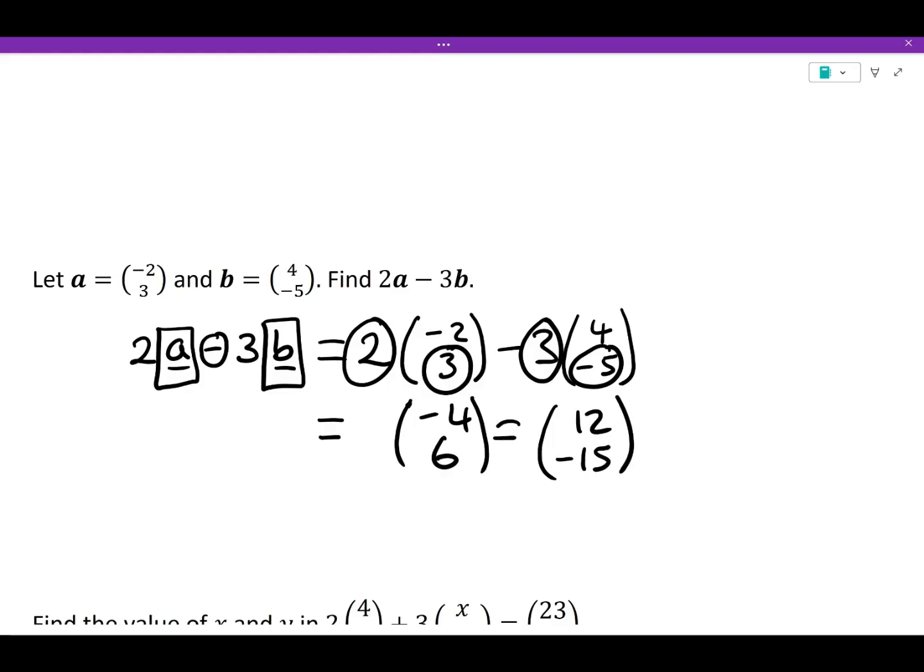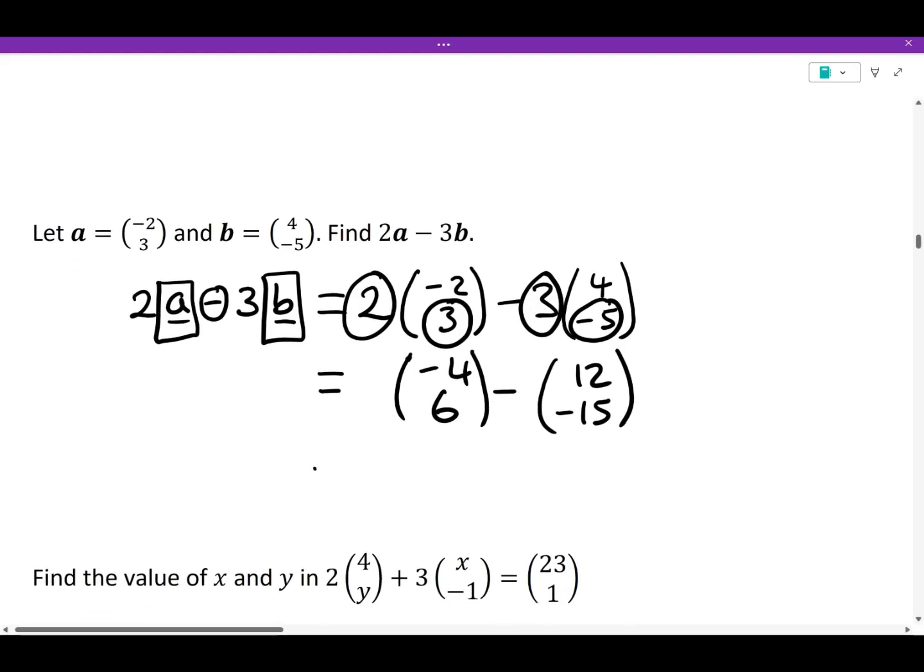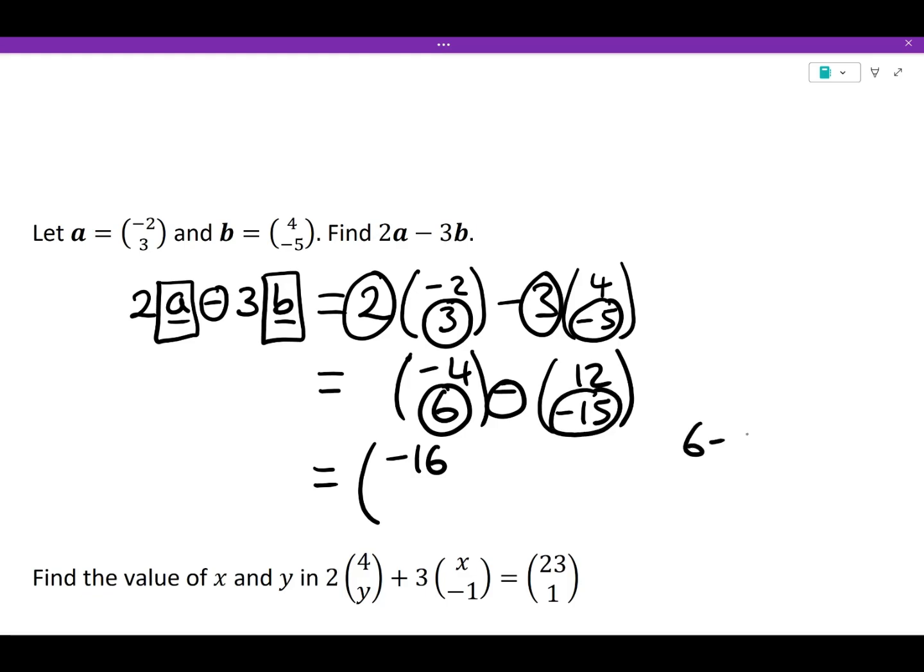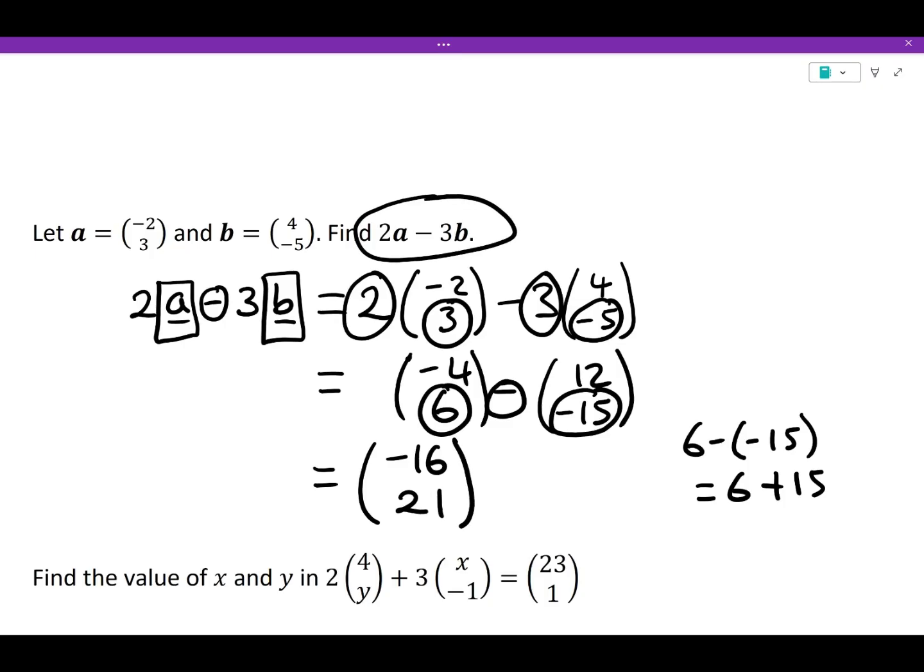There should still be a subtract in the middle because we haven't actually used that. Now we can subtract our two vectors like before. So we're going to do -4 subtract 12, so that's going to give me -16. And then we're going to do 6 subtract -15. That's going to be addition, because subtracting a negative is addition. So 6 plus 15, which gives me 21. And that would be my final answer to 2A subtract 3B.